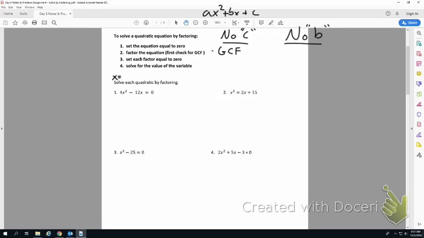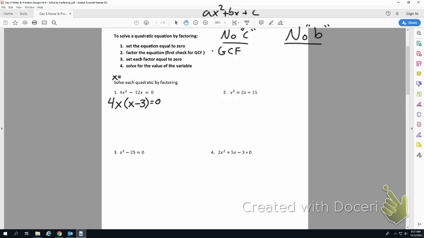Nope. 4 is part of it. Do what, Gavin? 4x. Good job, Gavin. Okay? So, I'm going to take that 4x out, and inside I'm left with x minus 3. Does everybody see how I'm left with x minus 3?